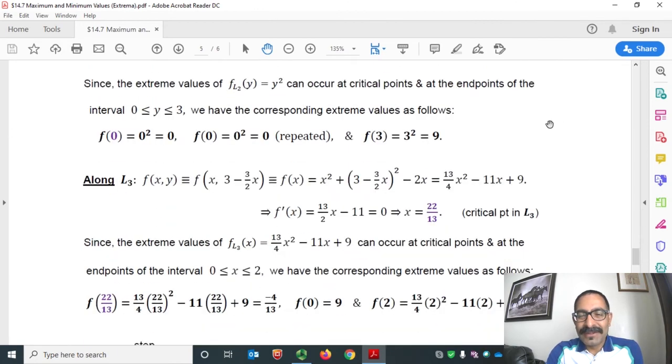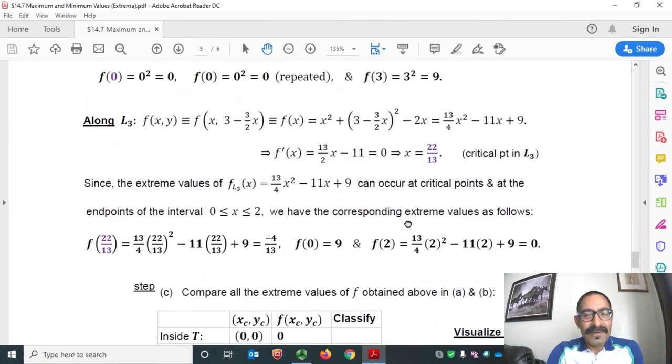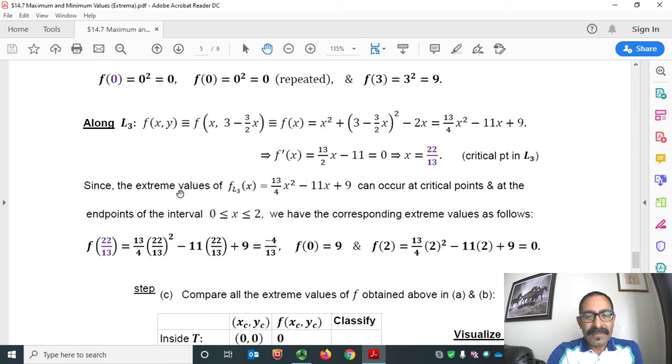Let me scroll down. So now let's evaluate our restriction function at 22/13, which turns out to be -4/13, and evaluate at x equals 0 and at x equals 2. At 0 it turns out to be f(0) equals 9, and at 2 it turns out to be 0 again. So now let me summarize all this. Now we finished step 2.